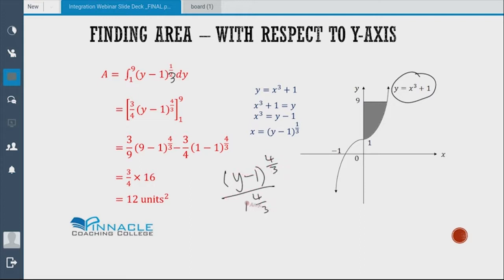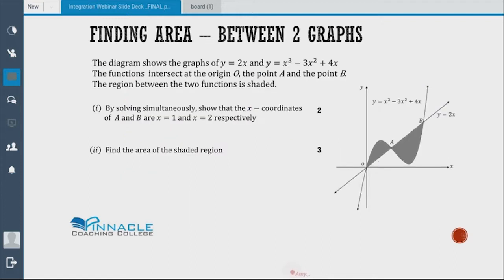So 4 on 3 times 1. Okay, so then that becomes taking the reciprocal 3 on 4. So that's where that next line came from. And then it's just a matter of putting in the numbers and you should get 12. All right, so moving along.